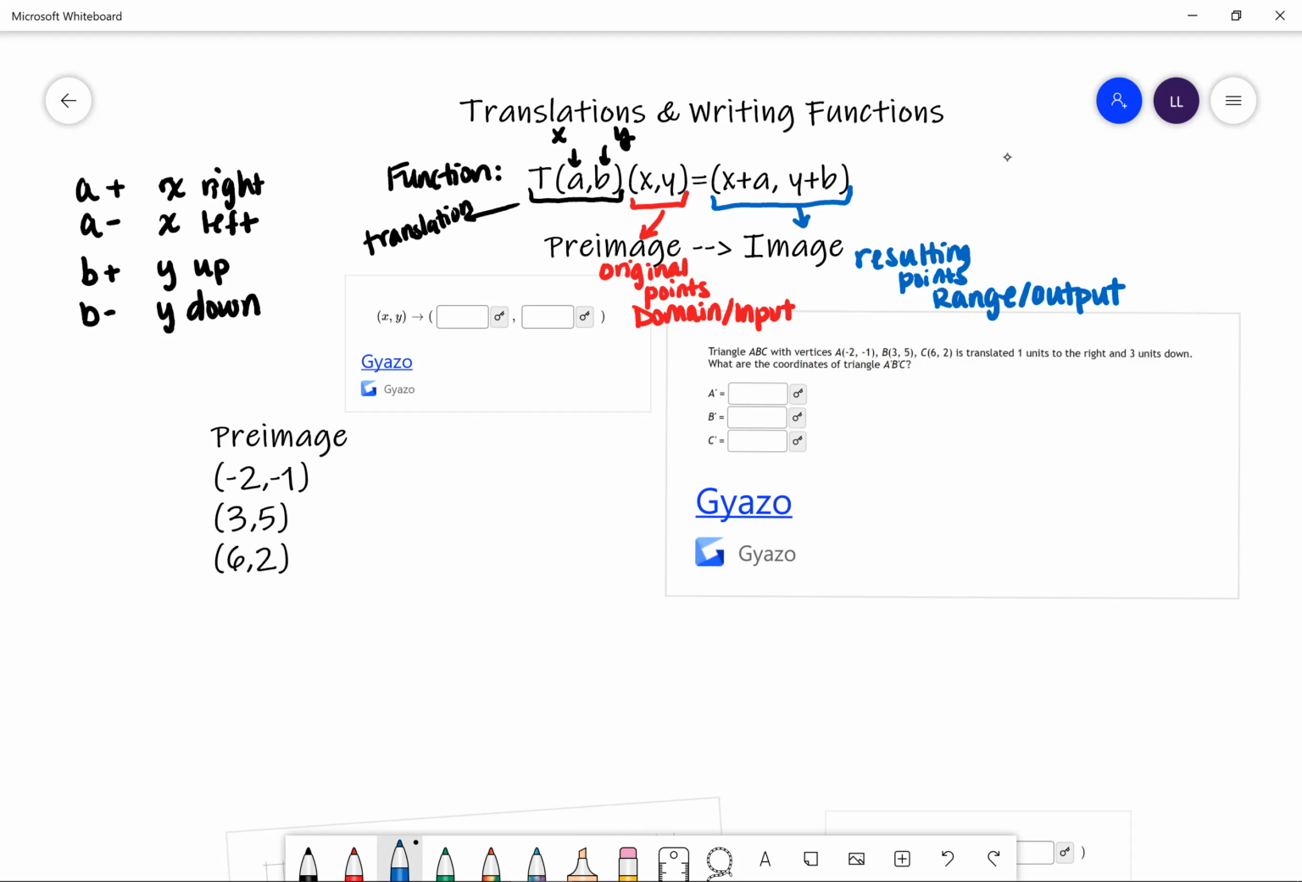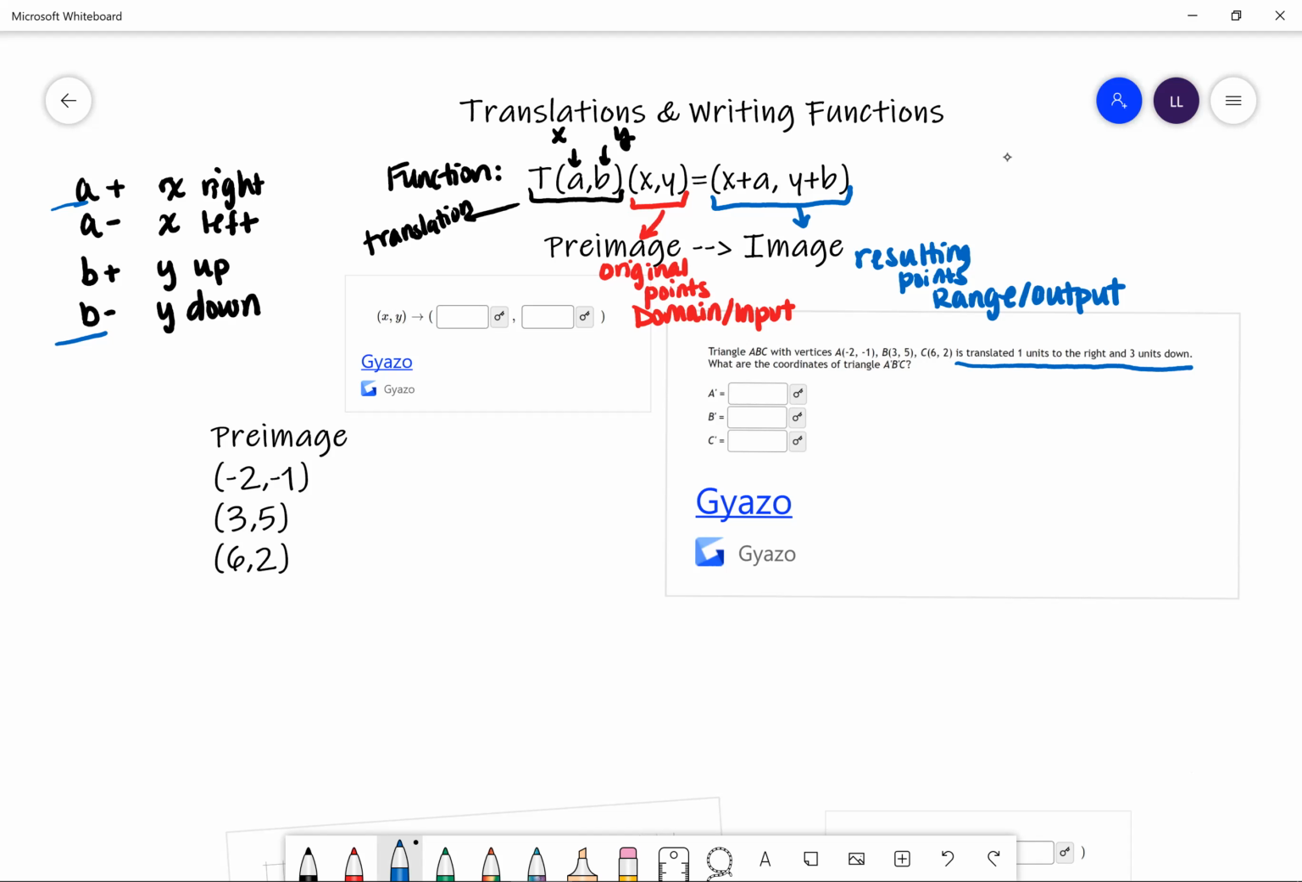So let me go ahead and give you an example of it. Here we have the triangle ABC with the vertices (-2, -1), (3, 5), and (6, 2). This problem says the triangle was translated 1 unit to the right and 3 units down. Whoa. All right. So remember we said to the right means that A is positive, right? And then down means that B is going to be negative.